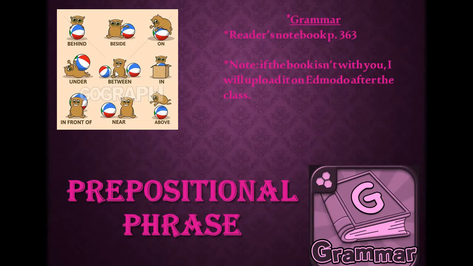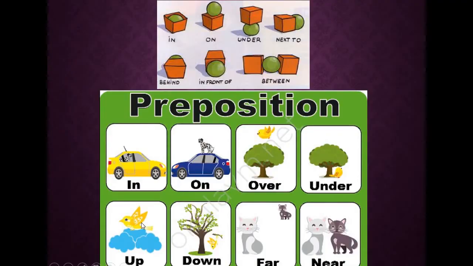So here I'm showing a relation between all the parts of the sentence using a preposition to show either where is something as a place, or when is something as a time, or how is something going to be. Some prepositions are behind, beside, on, in, between, under, in front of, near, above. We have, of course, more prepositions: up, down, far, near, between, and in front of, as I said, and much more.